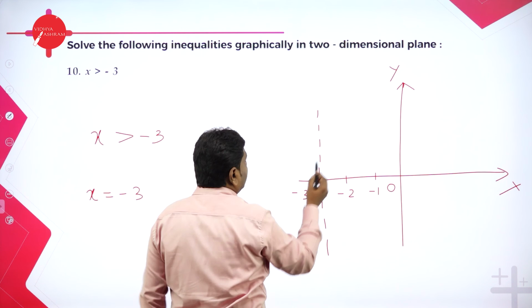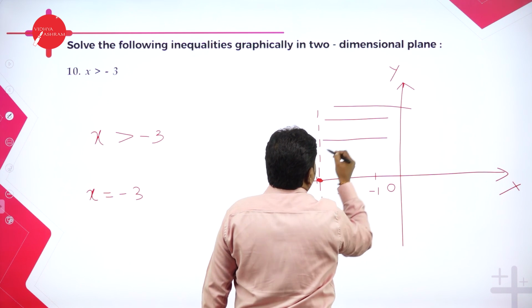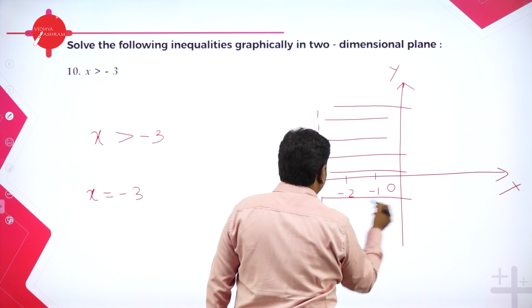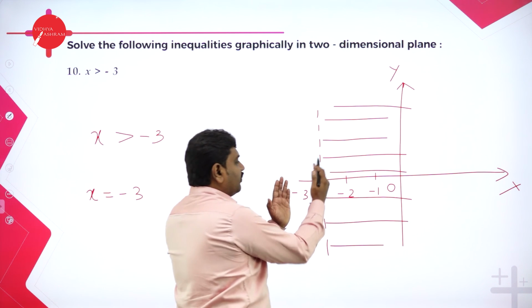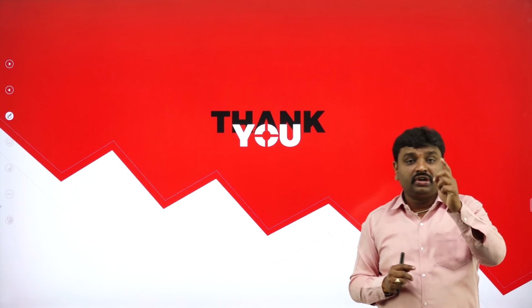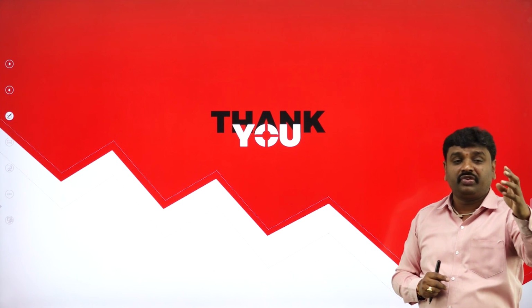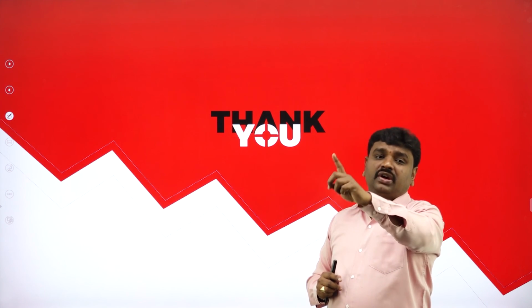They told greater. Greater means shade towards right. So greater means shade right, lesser means shade left. Greater values go towards the right. That's it. Now in today's class I have completed 6.2 where we had only one inequality.